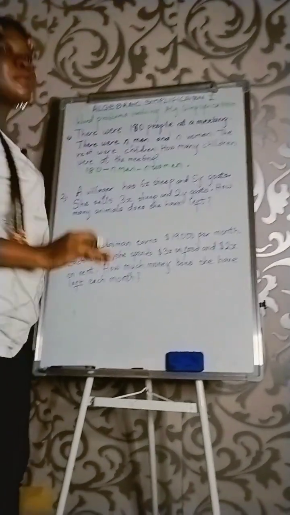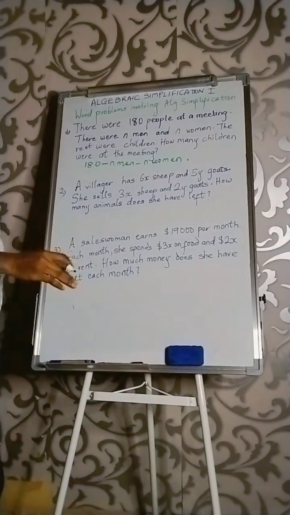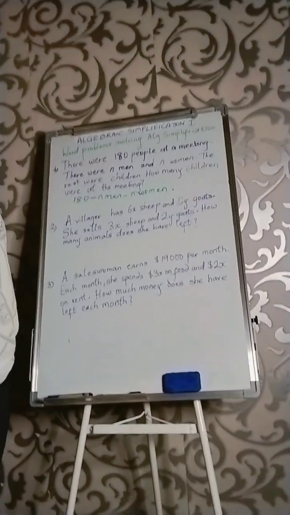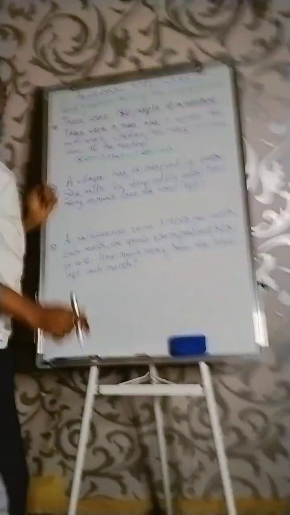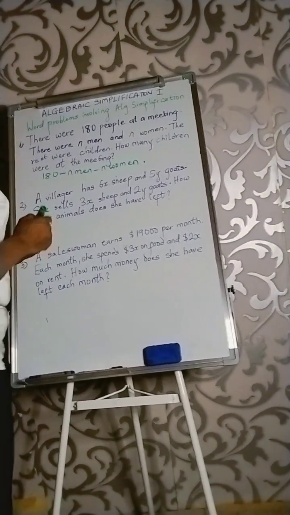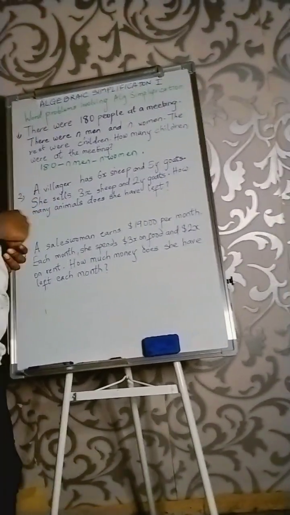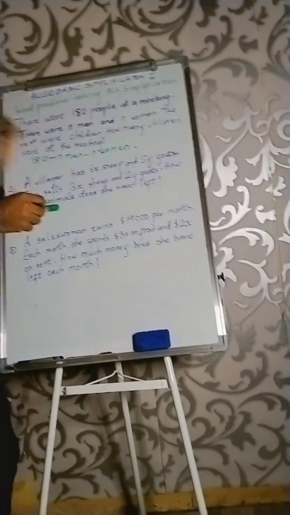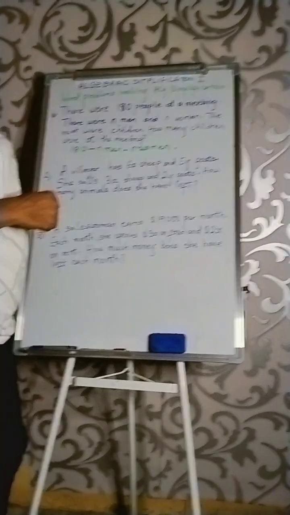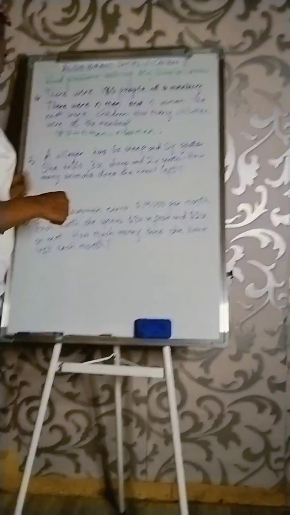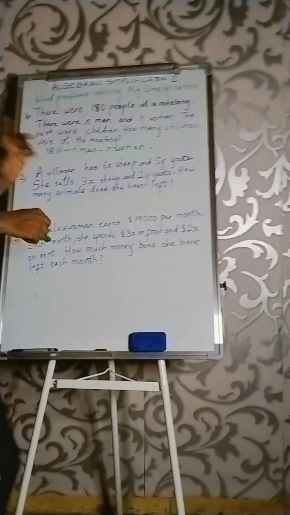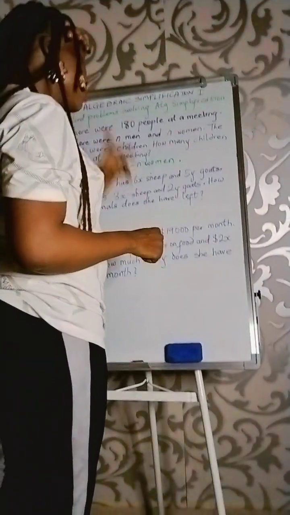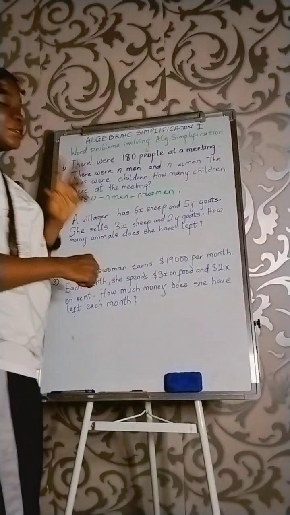Word problems are one of the simplest parts of mathematics, but people find them a little bit difficult because of understanding. So let's continue. A villager has 6x sheep and 5y goats. She sells 3x sheep and 2y goats. How many animals does she have left? I will read again. A villager has 6x sheep and 5y goats. She sells 3x sheep and 2y goats. How many animals does she have left?